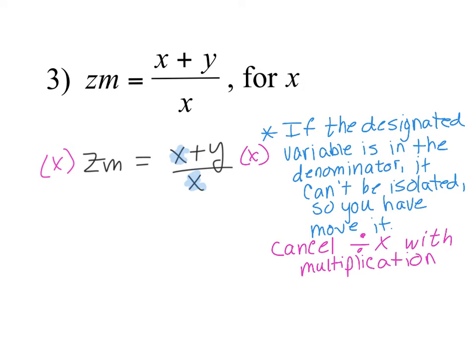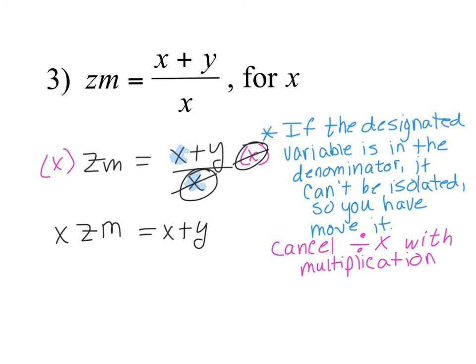And so look what happens when we multiply both sides by x. This x and that x cancel each other out. That was the entire point of multiplying by x in the first place. So now we have x plus y. And then over on the other side, it's now turned into a big multiplication problem: x times z times m.